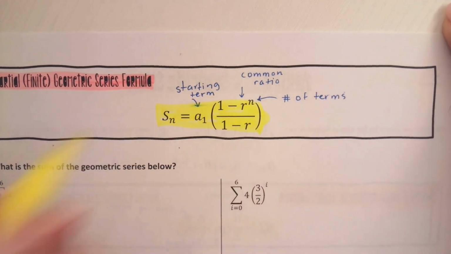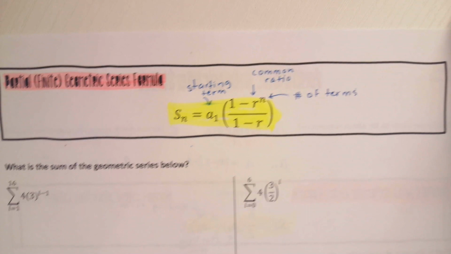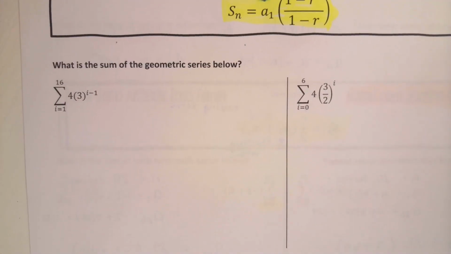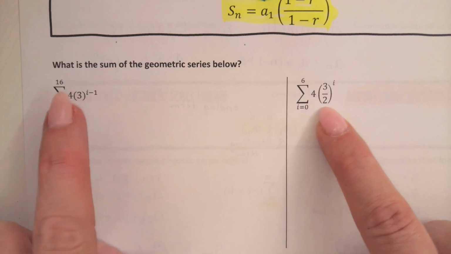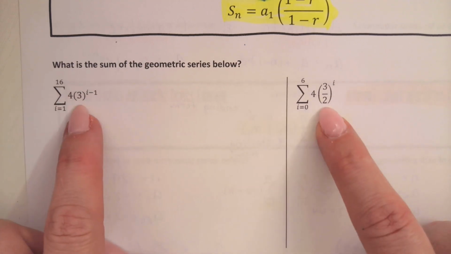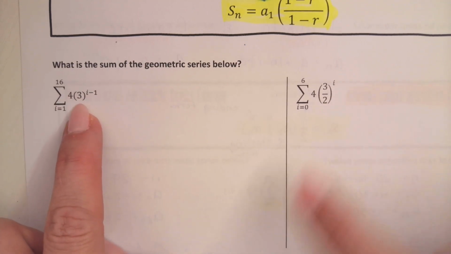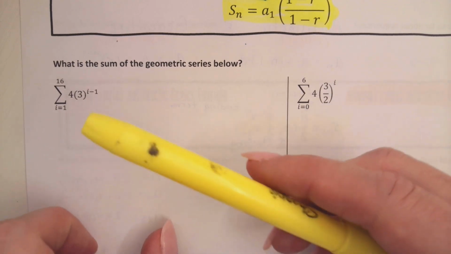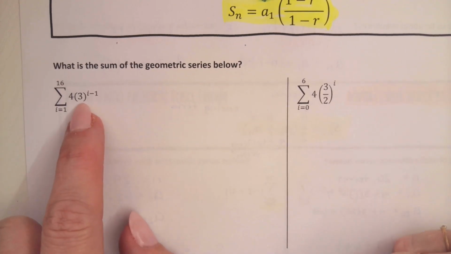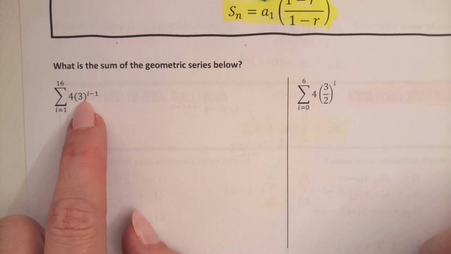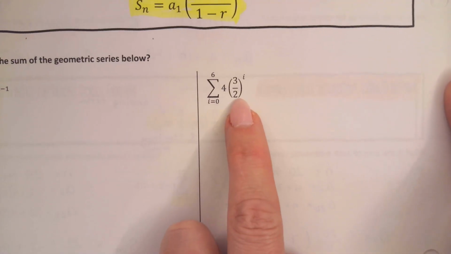Alright. First two are written in summation notation. We can tell they're geometric just based on this right here. These are both exponential functions, so I can tell these are geometric sequences. The common ratio is always the base of the exponent. So on this it would be 3. On this one it would be 3/2.